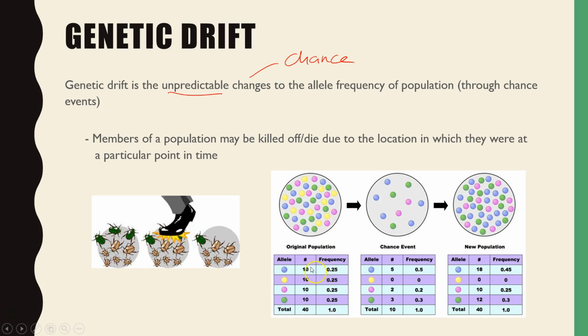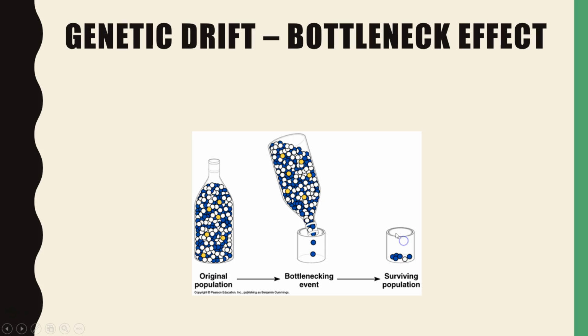Again, over here, another example of the frequency of the alleles. There's a chance event, an extinction, a comet hits them, they die off for some reason, that will change the frequency of the alleles, and the new population now has different frequencies. So initially we began with a quarter for each, and now we have 45% of the blue allele and 25% of the purple and 30% of the green. No yellow left.